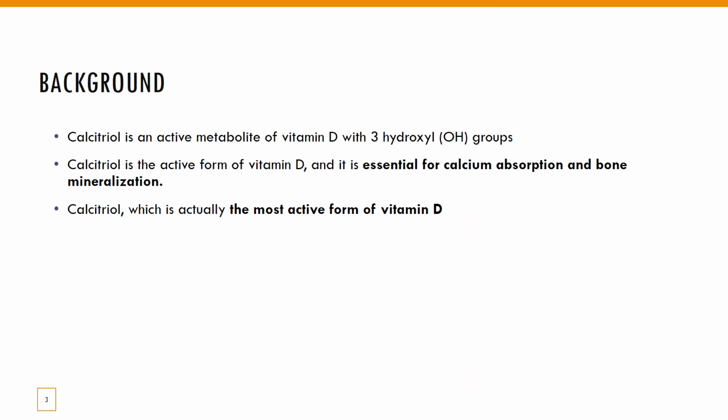Calcitriol is an active metabolite of vitamin D with three hydroxyl groups. It is produced in the body after a series of conversion steps of 7-dehydroxycholesterol from exposure to UV light. Calcitriol is the active form of vitamin D and is essential for calcium absorption and bone mineralization. Calcitriol, which is actually the most active form of vitamin D. We first thought calcitriol was to be generated slowly in the kidney, but is now recognized in many extrarenal tissues as well.